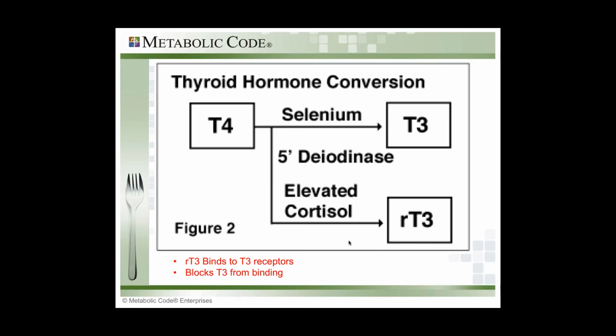However, if we have elevated cortisol, we subvert that process, and rather than the T4 getting converted to T3, it gets converted to RT3, which is an inactive form that blocks receptors and stops thyroid hormone activity.